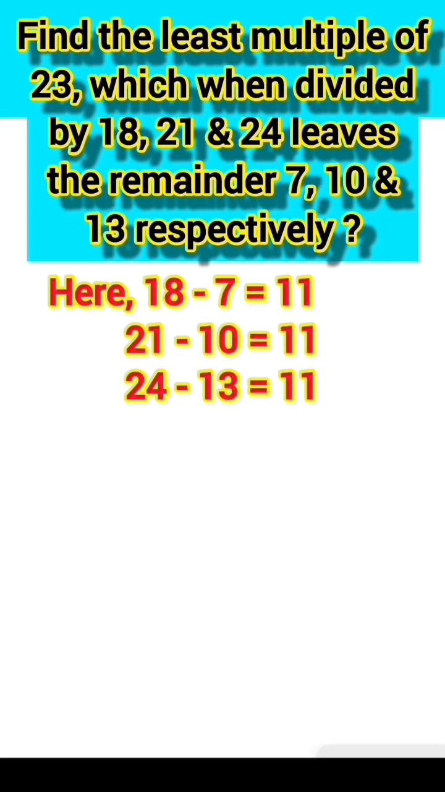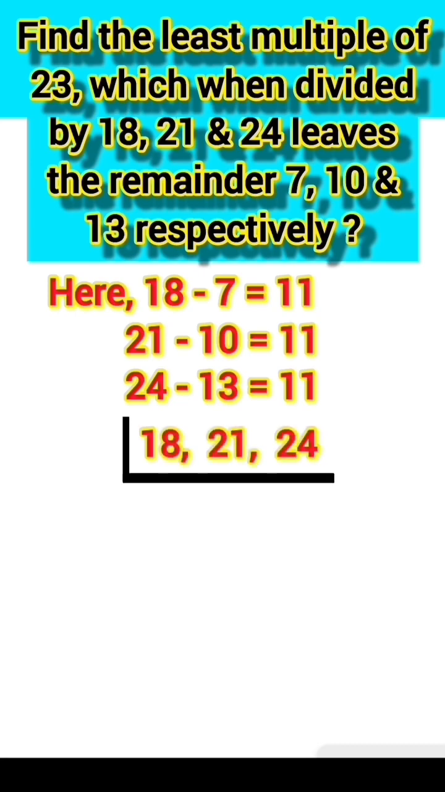Now find the LCM of 18, 21 and 24. First we should frame it in this way: 18, 21 and 24. Next we focus on the first number, that is 18. 18 is in the 2 table, 2 nines are 18. The other number 21 is not in the 2 table, so we write it down as it is.